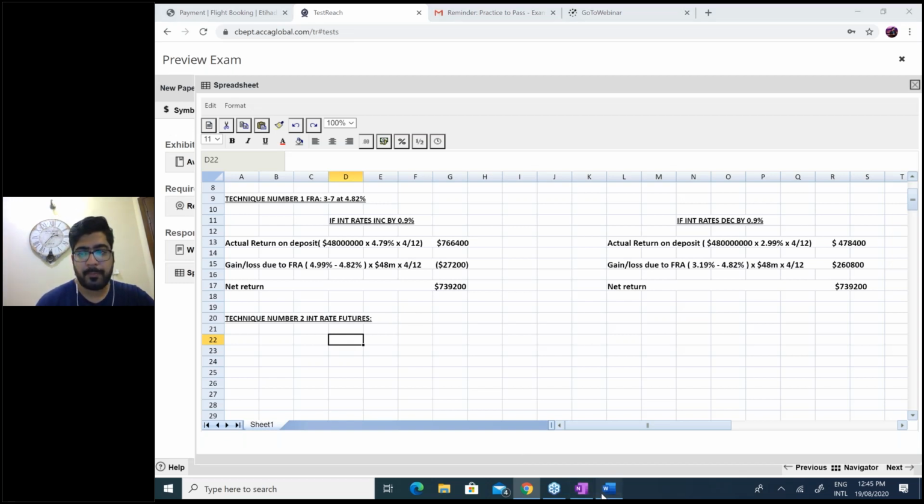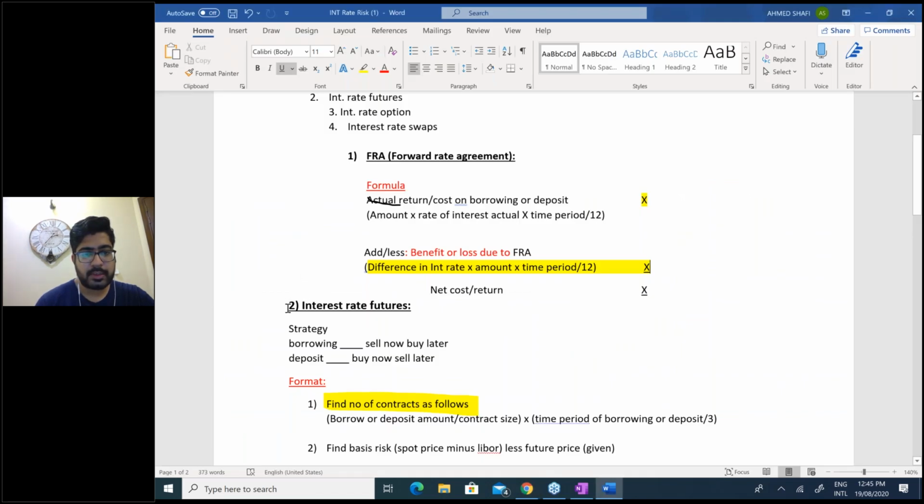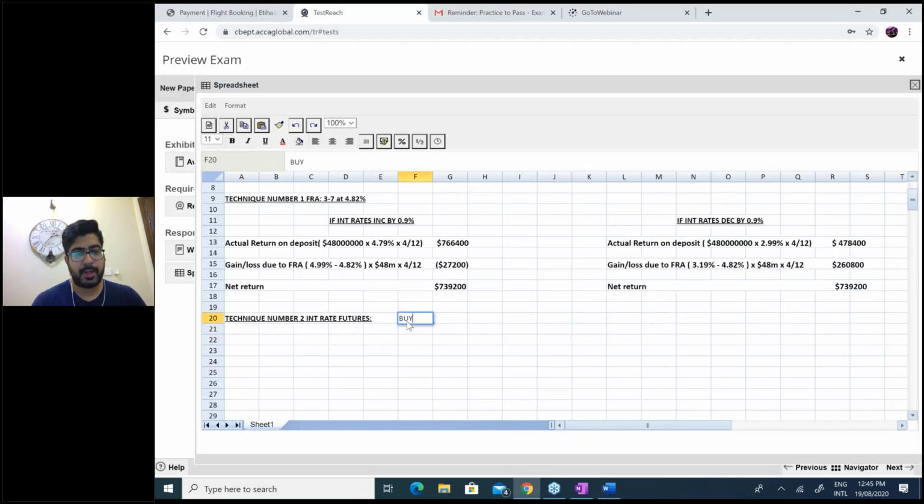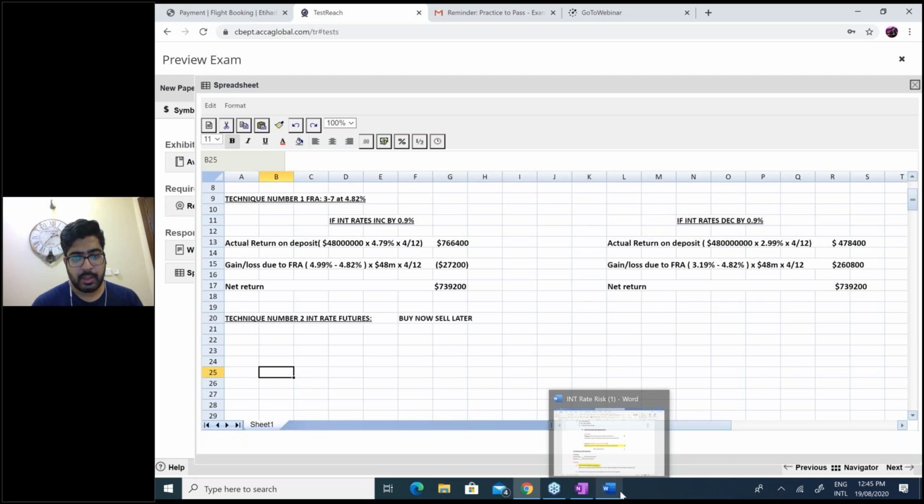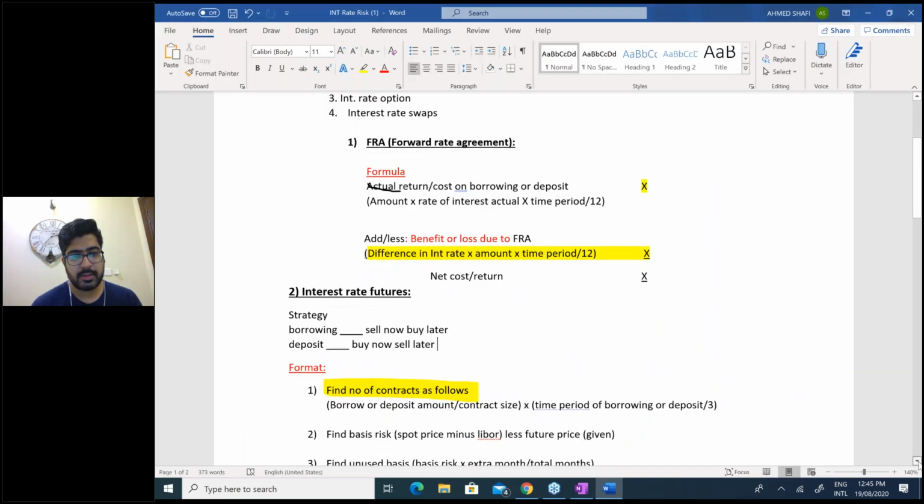As you all know, we discussed the format. The strategy in case of deposit is buy now, sell later. Buy now, sell later. This is the strategy in deposits. Okay. Now in futures, we first need to make sure the format is there.